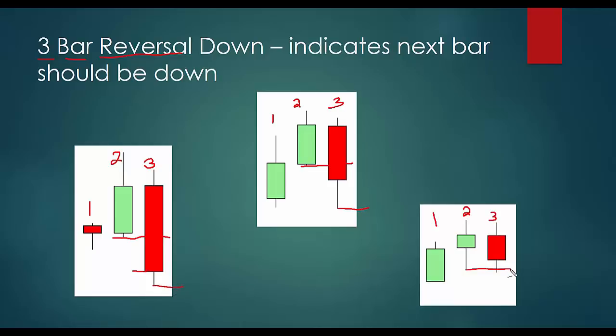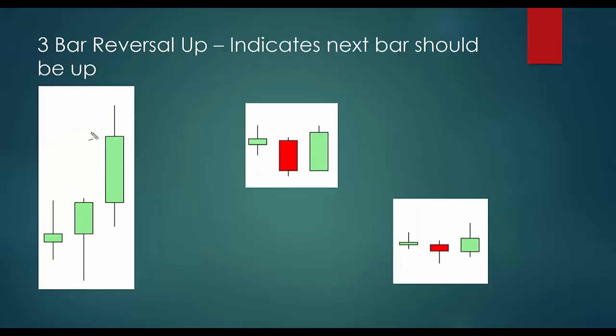On this one, you have exactly the same thing. You have bar one, bar two, bar three. The difference is that bar three is not closing below bar two. So although you would expect the next bar to be lower, don't be surprised if it's not, because sometimes these will continue depending on whether the volume is greater to the upside or downside.